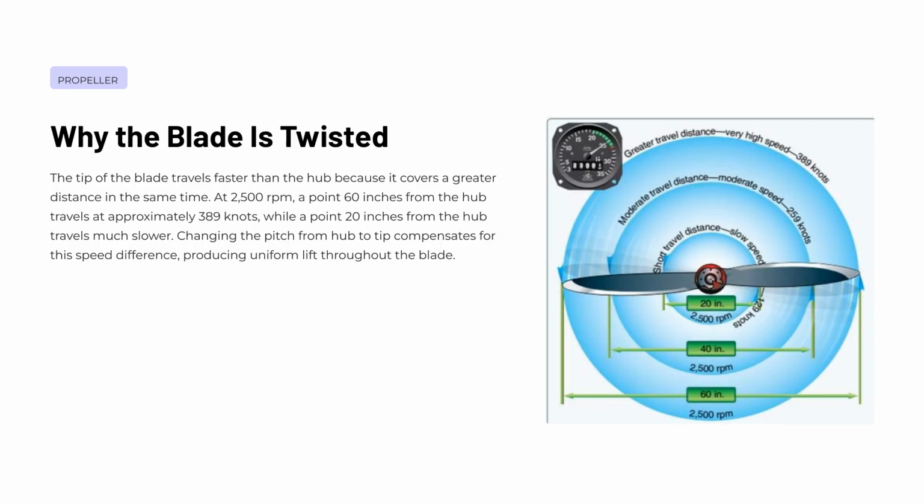By gradually changing the pitch angle along the length of the blade, higher pitch near the hub, lower pitch near the tip, the designer compensates for these speed differences. The result is a more uniform angle of attack across the entire blade, which produces consistent lift and thrust from hub to tip and allows the propeller to operate efficiently.